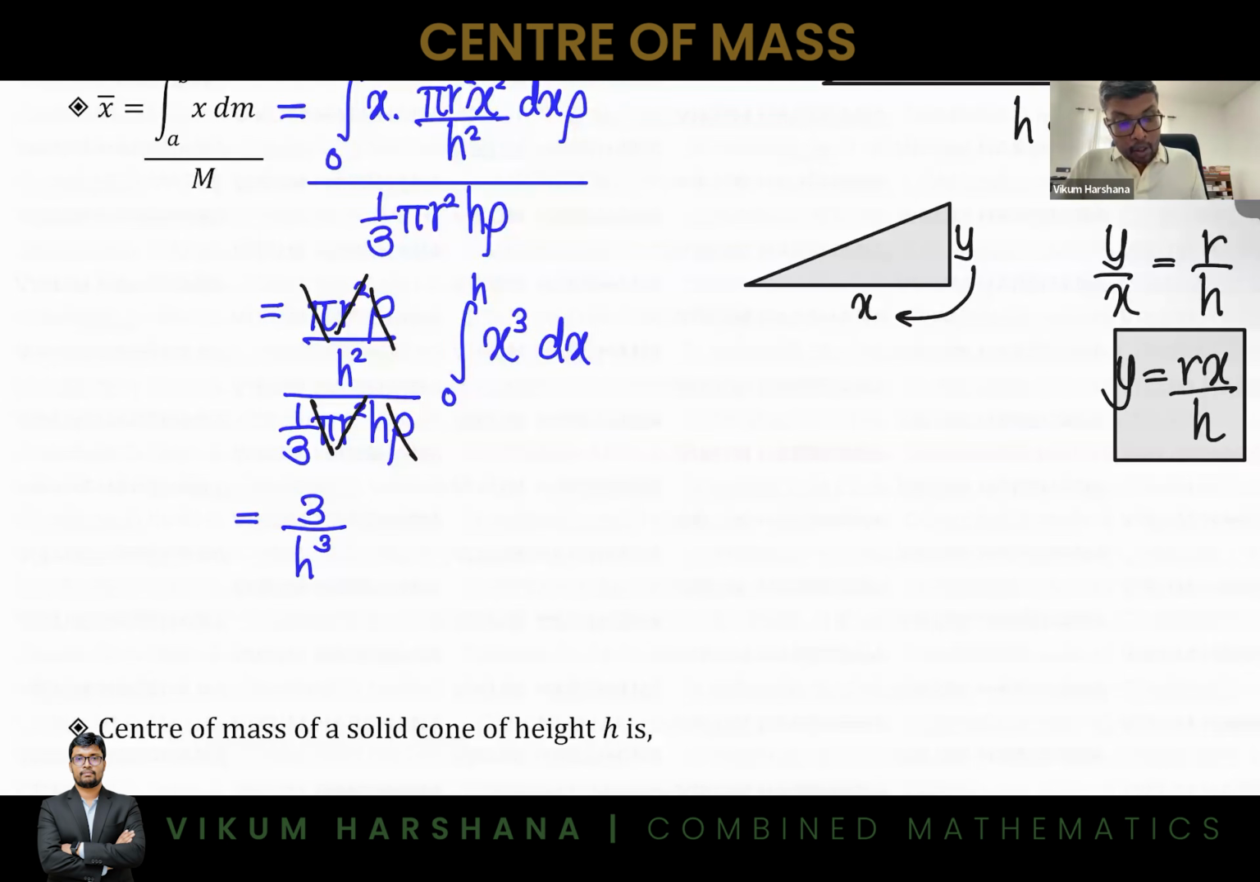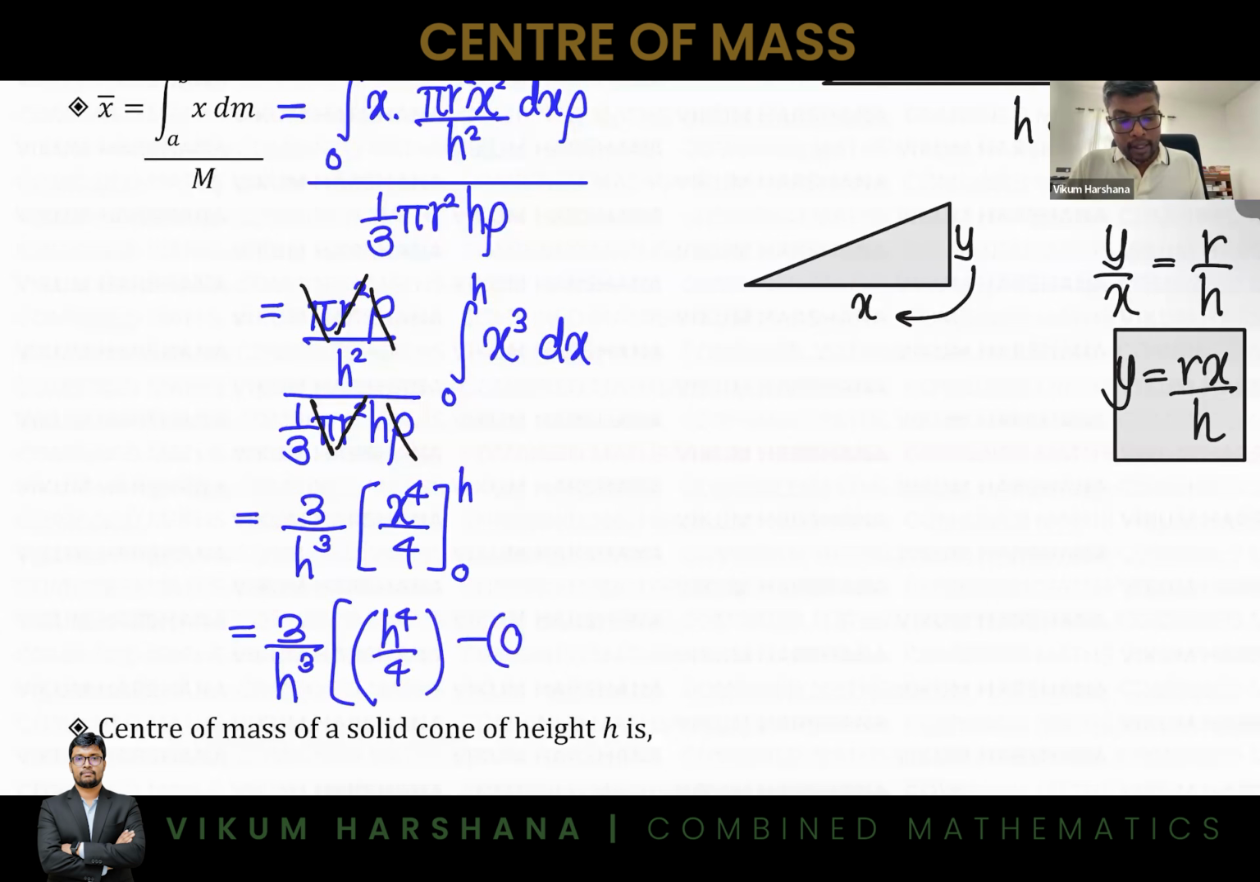Got the idea? So what is the integration of x cube? It's x to the 4 over 4 from 0 to h. Now let's substitute h. So 3 over h cube, h to the 4 over 4 minus 0 to the 4 over 4, which is 0, right? So the final answer is 3 over h cube multiplied by h to the 4 over 4, which is 3h over 4.